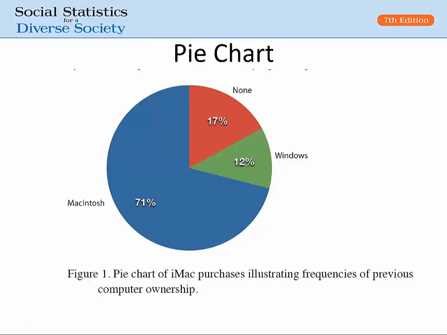So in the previous slide, we saw the percentages, and now they're displayed in a pie chart. So people who have an iMac previously had a computer with a Macintosh operating system, and that was 71%. So we see that's the largest piece of the pie. None, 17%, and 12% Windows. And just so you know and remember, a pie chart must always add up to 100%, or the total number of count in the population. So you can't have a pie with a missing piece.